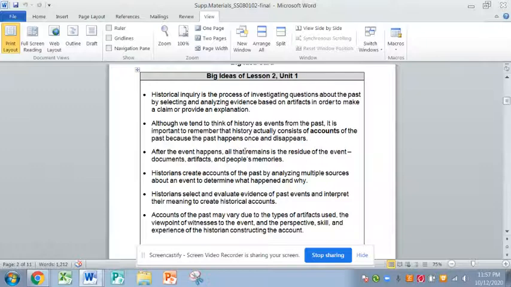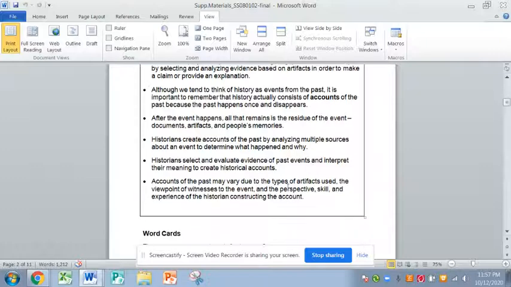After the event happens, all that remains is the residue of the event, which are the documents, artifacts, and people's memories that are left behind that we have to rely on. Historians create accounts of the past by analyzing multiple sources about an event to determine what happened and why. Again, we cannot create a historical account based on one single artifact or source. We have to use that external consistency, another vocab word from last year, and make sure that the story is the same across the board, across multiple sources. Historians select and evaluate evidence of past events and interpret their meaning to create historical events.